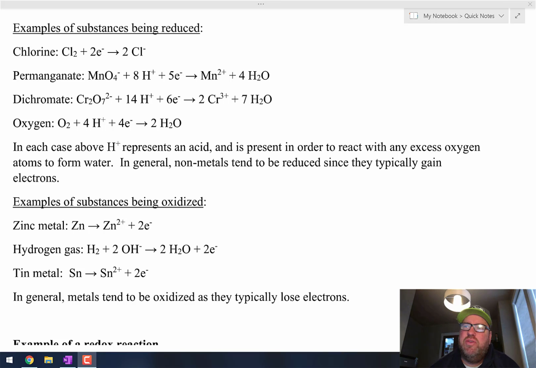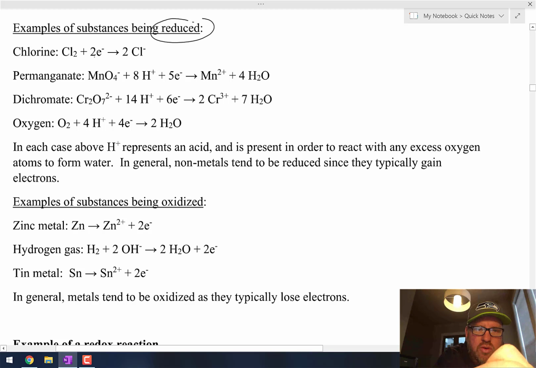All right, let's continue with our discussion on redox reactions. Here's just a few examples of substances being reduced. Notice that when something is being reduced, the electrons are going to be on the left-hand side of the equation. They're gaining those electrons. Remember, reduction is gaining. So when you gain electrons, the electrons appear on the reactant side of the equation.